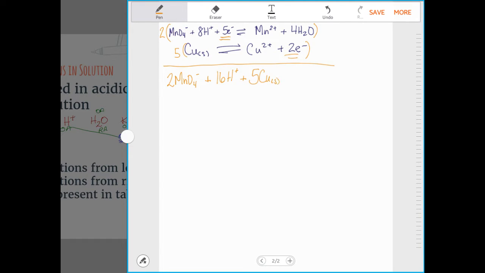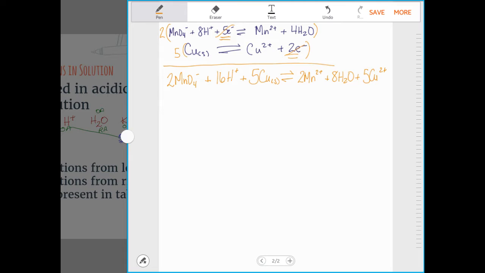So I combine everything that's a reactant on my reactant side. Then on my product side, I have 2 manganese ions. I have 8 water molecules and 5 copper ions. Again, I would have 10 electrons, which have canceled out from my above reaction. So this is sort of my net overall reaction from this example.